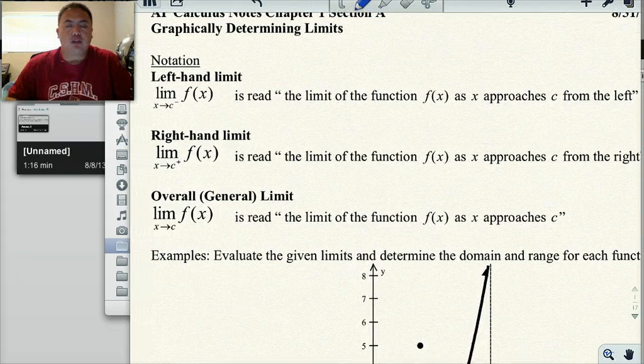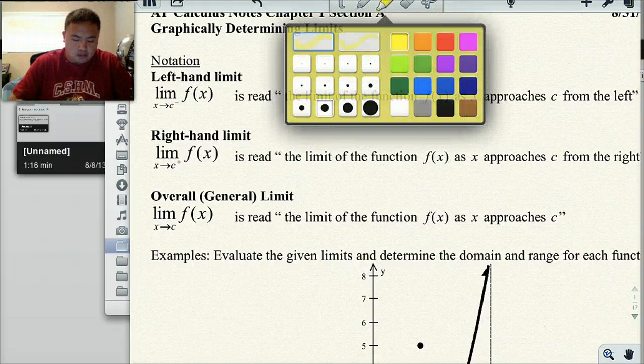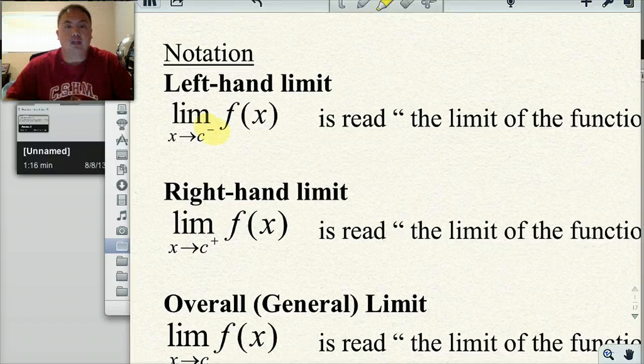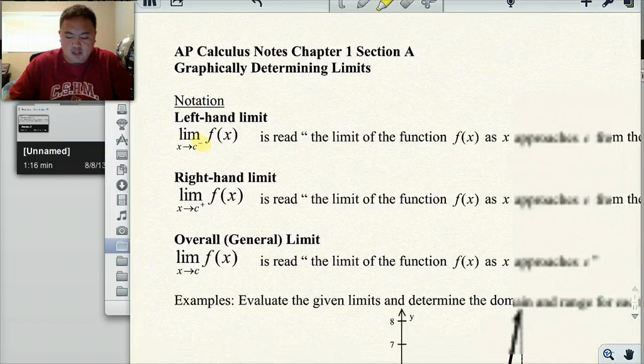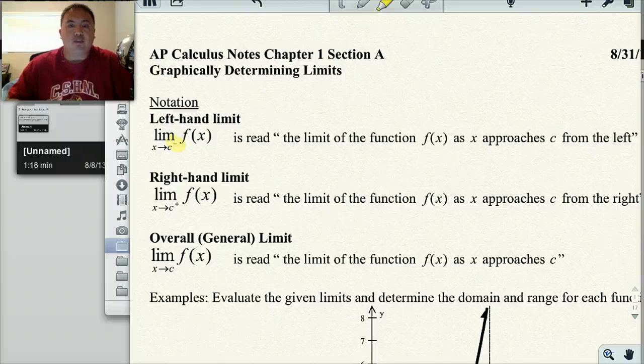Three basic definitions you need to know: left-hand limit, right-hand limit, and the general limit. The left-hand limit usually has an annotation, a little minus sign right next to the number, like as x goes to some number minus. That means the limit of the function as it approaches from the left. If it's approaching from the right, it has a little plus sign next to the number, and the general limit has no sign next to it. So I'll highlight that, and that says read the limit of the function as x approaches c, which is right over here. So now let's look at some examples.